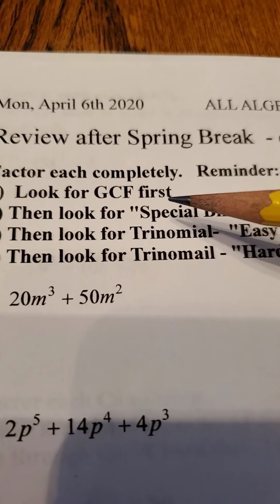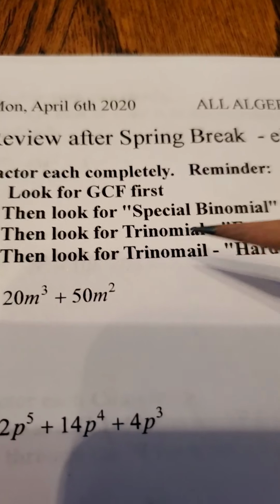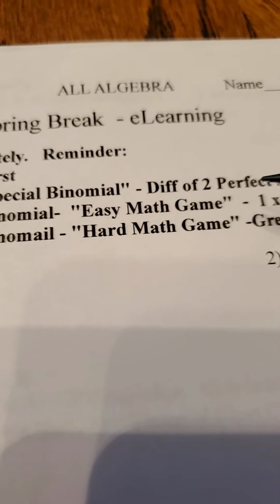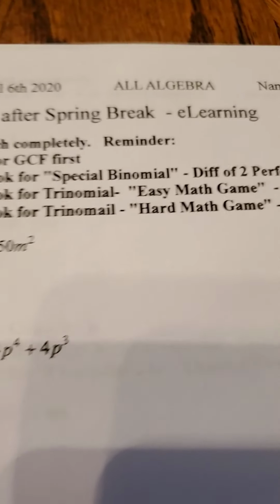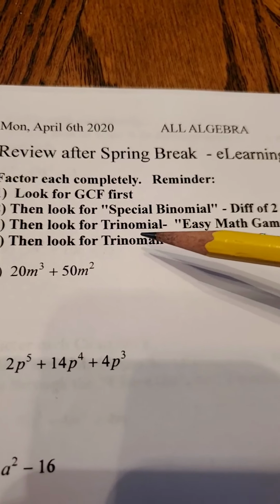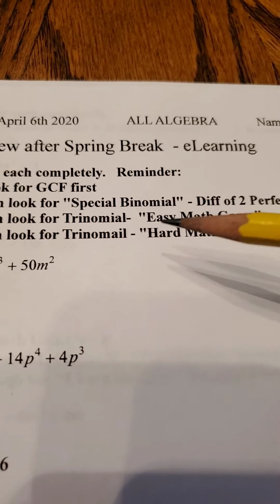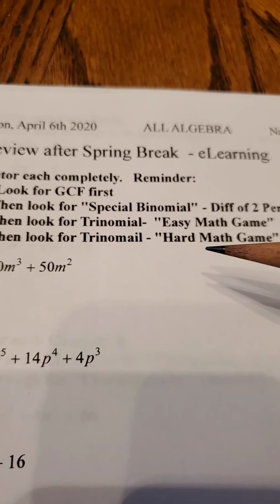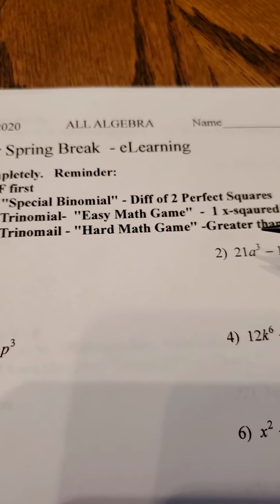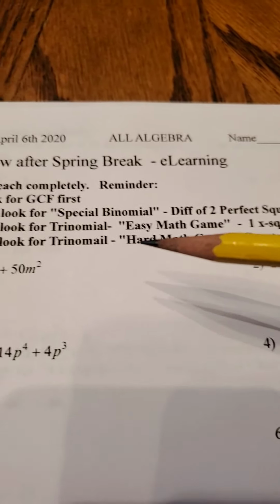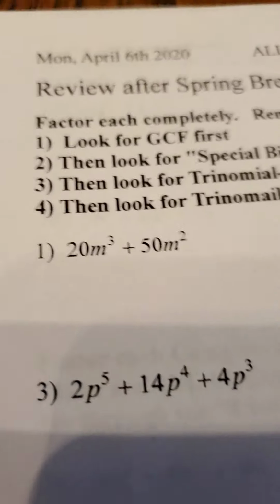Reminder, look for a GCF first, then look and see if it's a special binomial or difference of 2 squares. Look and see if it's a trinomial. See if it's a 1x squared easy math game, or if it's larger than 1x squared, what I call the harder math game. Okay, example 1.